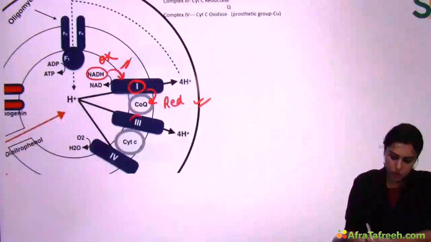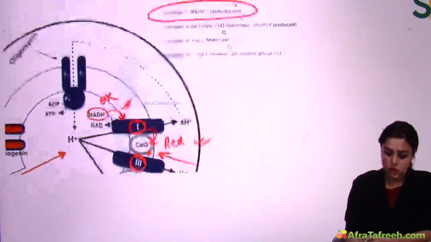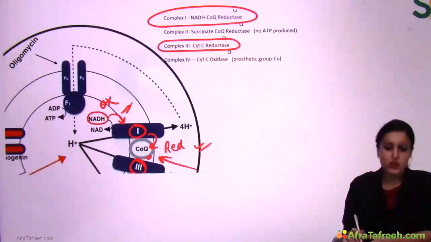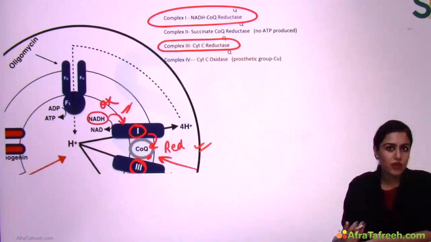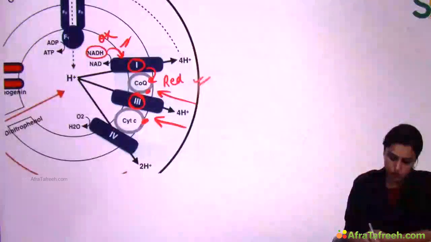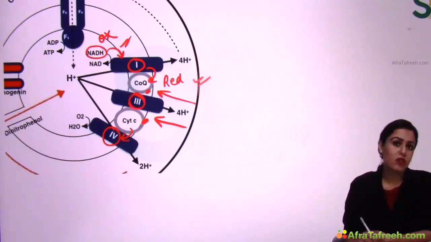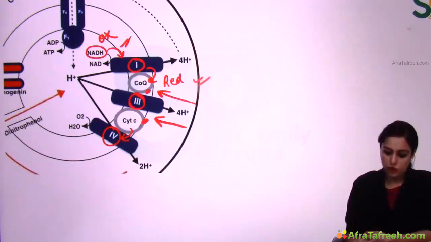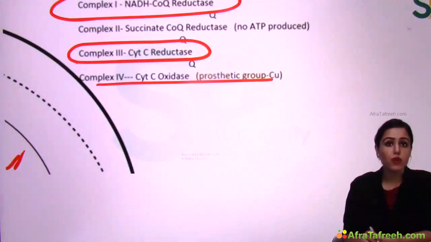Now next is complex 3. For complex 3, this is previous, this is next. So the name will be coenzyme Q cytochrome C reductase. See, complex 3, cytochrome C reductase, or simply cytochrome C reductase, or we can say coenzyme Q cytochrome C reductase. Then the next one, for complex 4, cytochrome C is giving electrons and oxygen is taking. You leave oxygen, just see the previous thing is getting oxidized, you know. So complex 4 name will be cytochrome C oxidase. Complex 4 name is cytochrome C oxidase.